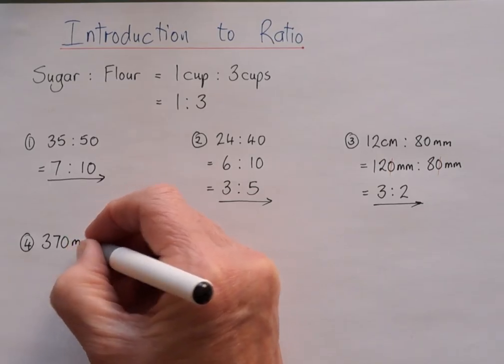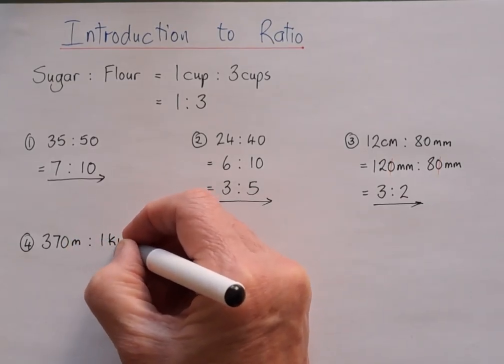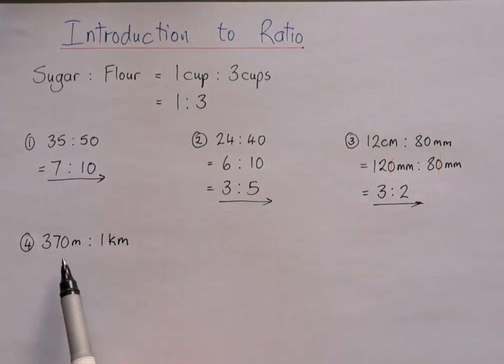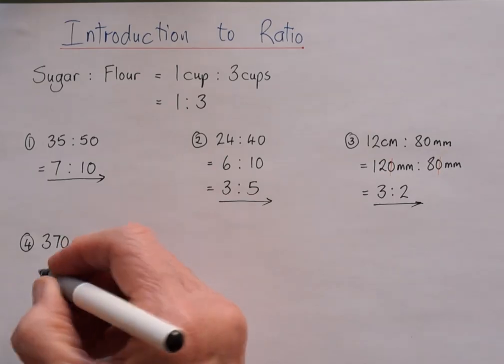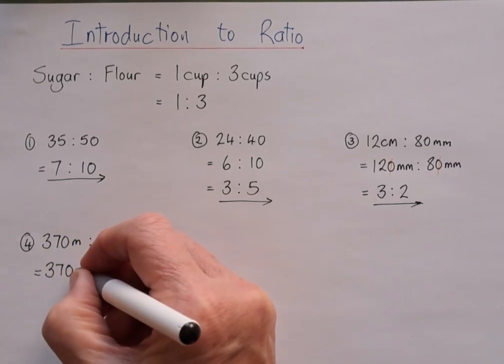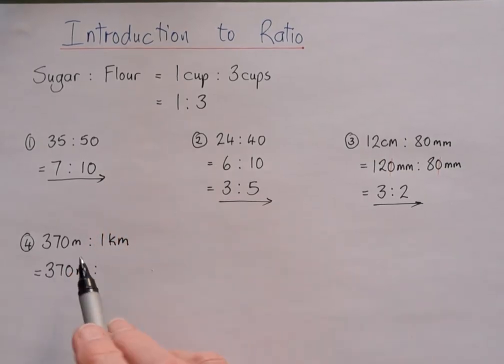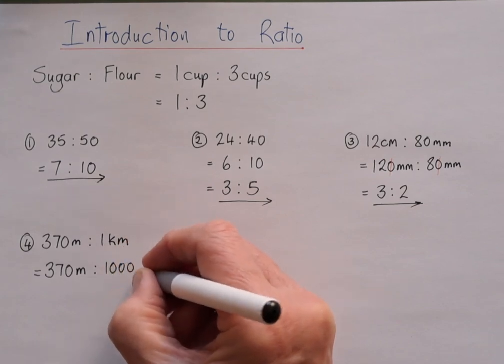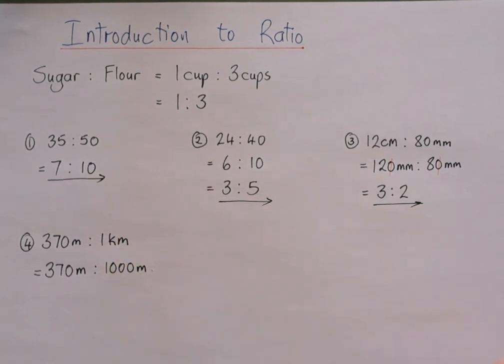370 meters to 1 kilometer. So again, I've chosen two that are both units of length or units of distance, but they're not the same unit. If you convert this into kilometers, you're going to have a decimal, and that's going to be a big mess, I promise you. So you choose the lower one. I'm going to have both of them in meters, so this one's going to stay as 370 meters. And how many meters are there in a kilometer? There are 1,000. So instead of writing 1 kilometer, I'm going to write 1,000 meters.